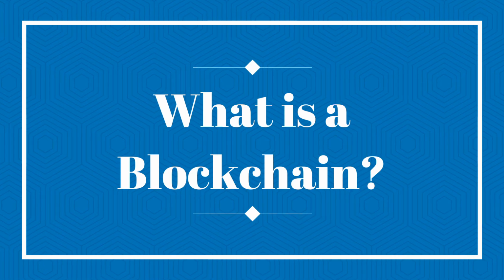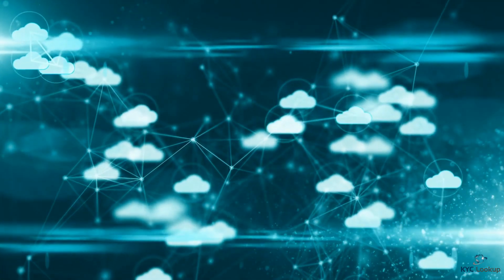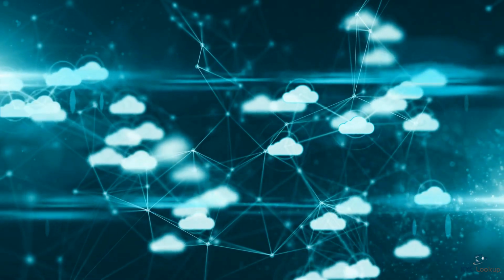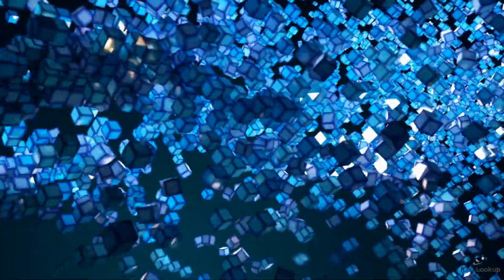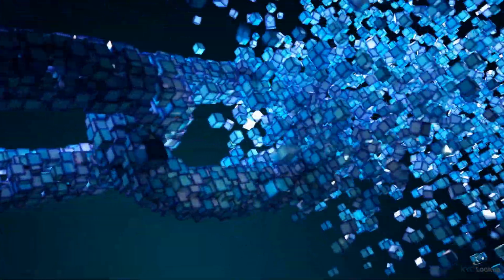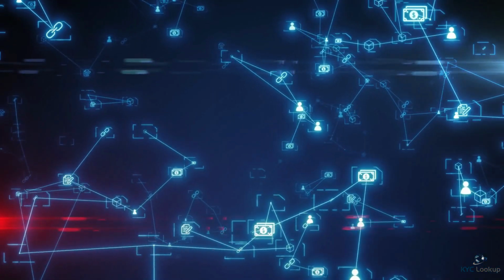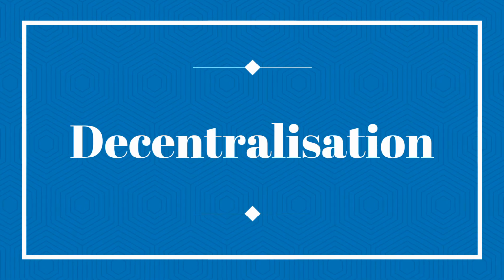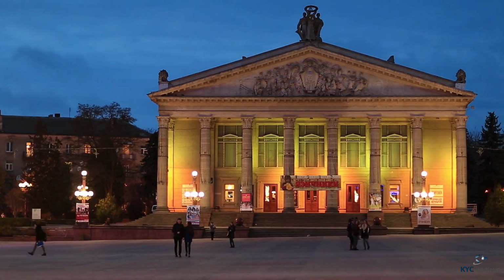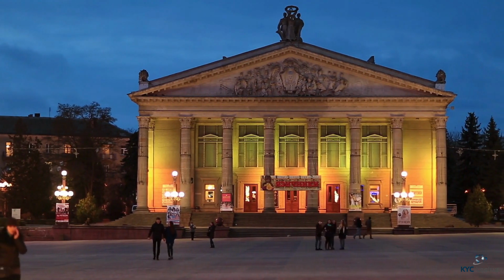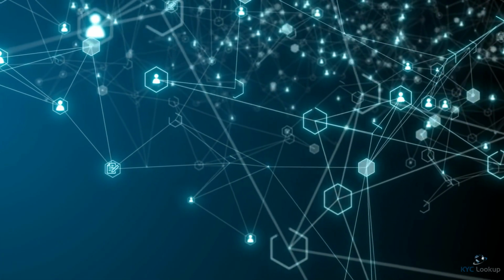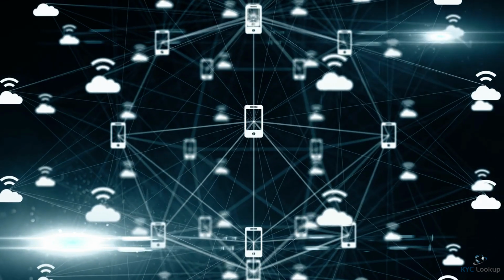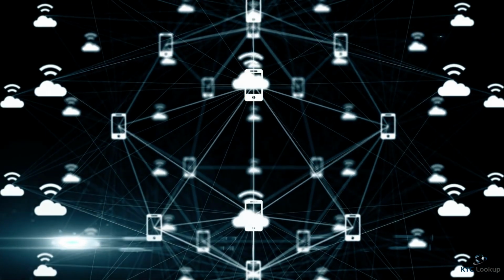What is a blockchain? A blockchain is a decentralized and distributed digital ledger technology that records transactions across a network of computers. It is often described as a chain of blocks, where each block contains a list of transactions. Here are some key characteristics and concepts related to blockchain. Decentralization. Unlike traditional centralized systems, for example banks or government databases, a blockchain operates on a decentralized network of computers, often referred to as nodes. This means there is no central authority or single point of control.